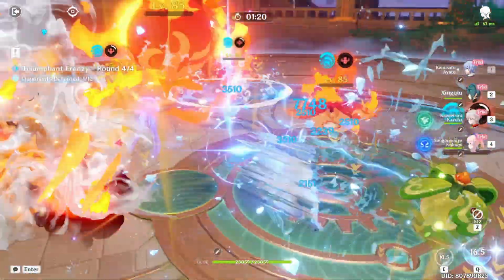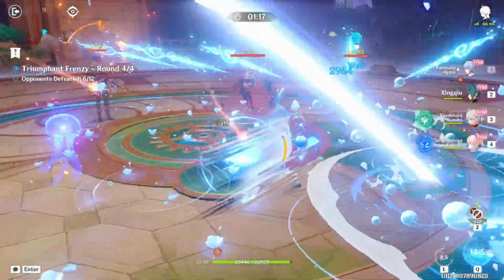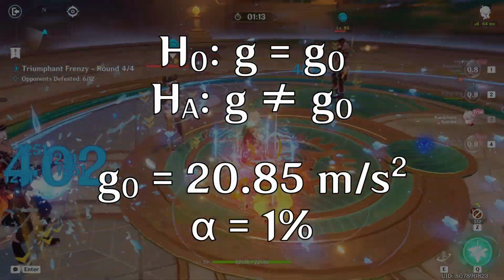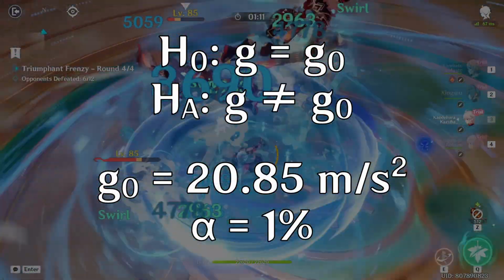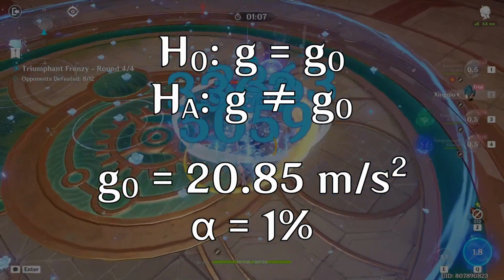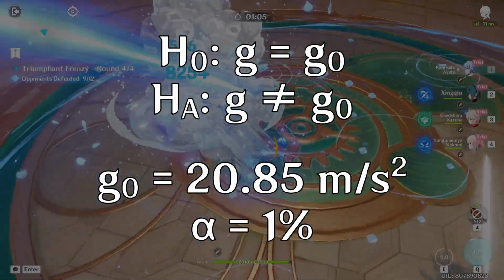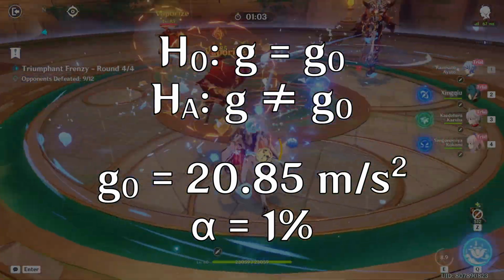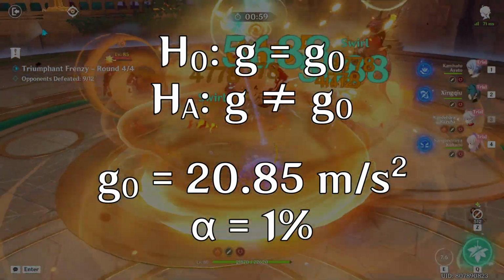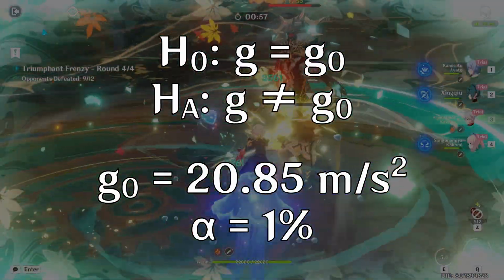To recap on our situation, the null hypothesis that we established is that G is equal to G0, and the alternative hypothesis is that G is not equal to G0, where G0 is equal to 20.85 meters per second squared. For me, since I have faith in the null hypothesis, I'll choose an alpha of 1%.